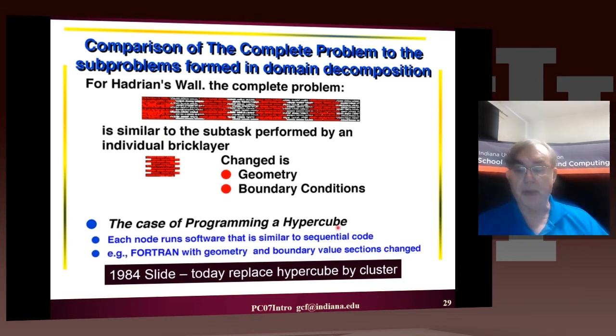So if we compare that with programming here, it says Hypercube, but we need to replace that by general cluster. This particular slide was written in 1984, pretty old. So the equivalent statement is this is the single program multiple data idea. Every node runs the software that's similar to the sequential code, such as being written in those days. It was usually written in Fortran. Even nowadays, several of these codes are written in Fortran. And we change the geometry in the boundary value sections.